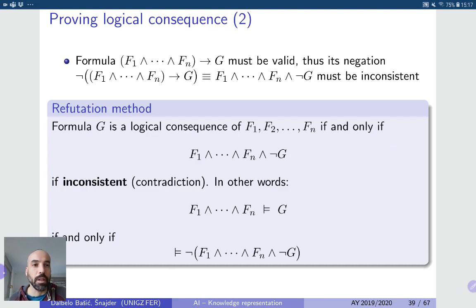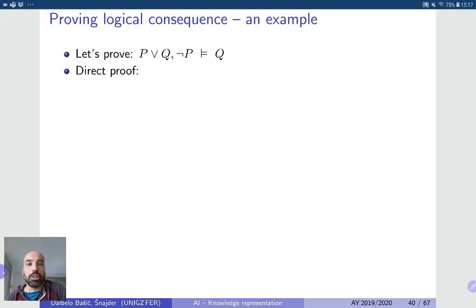Okay, now let's look at an example. Let's try to prove P or Q and not P semantically or logically entails Q. We already said this is the case. We looked at an example. We actually followed the definition of a logical consequence and convinced ourselves that this is the case. But now let's do the proofs. Let's do the direct proof first and then proof by refutation second.